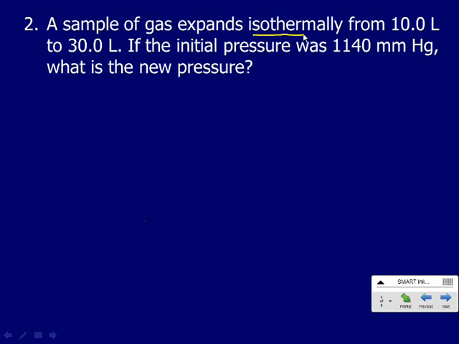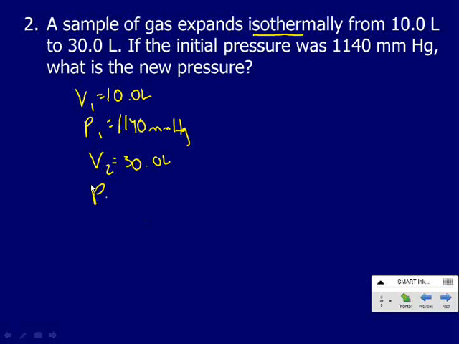Hopefully you're way out ahead of me doing the calculations. I'm going from 10 to 30, and the initial pressure was... So 10 and my pressure go together. V1 is 10 liters, and that goes along with the initial pressure, 1140 millimeters of mercury. V2 is 30 liters, and I want to know what P2 is. Again, I'm going quickly because I'm hoping you're out in front of me here.